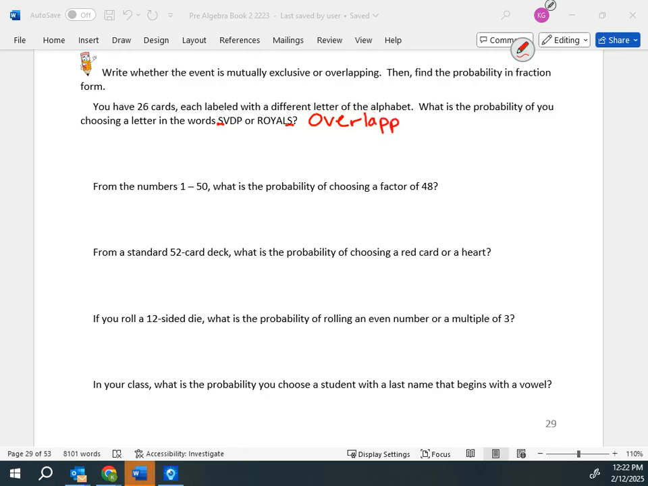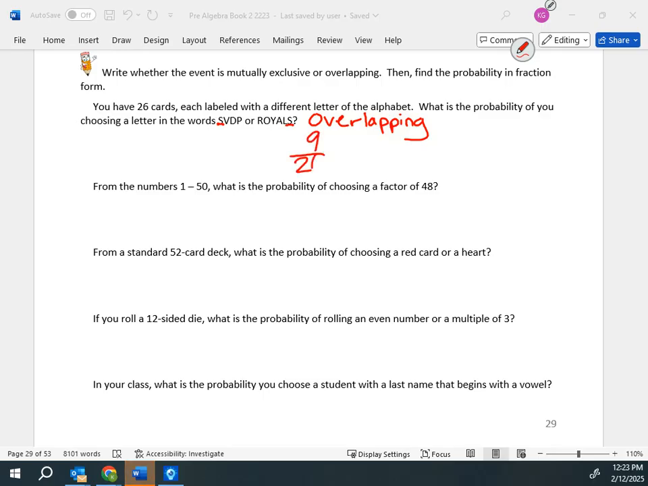So that was the first thing we were looking for. We know it's overlapping, so we have to write that. Second part is find the probability. What would my fraction look like? Luke, how did you get 9/26?